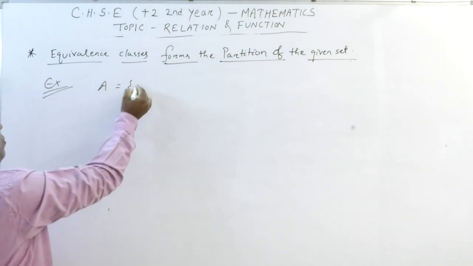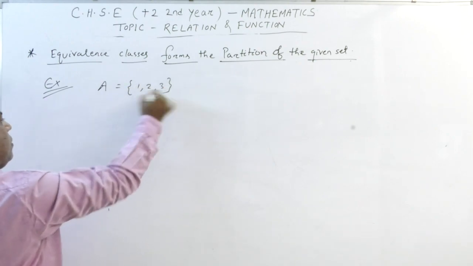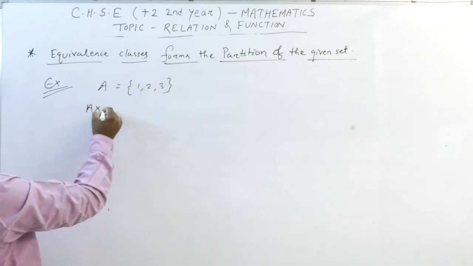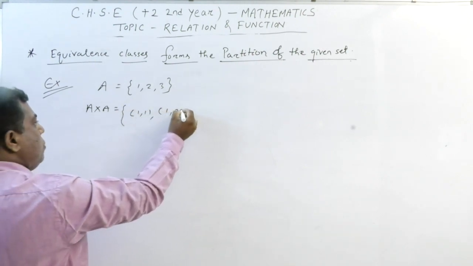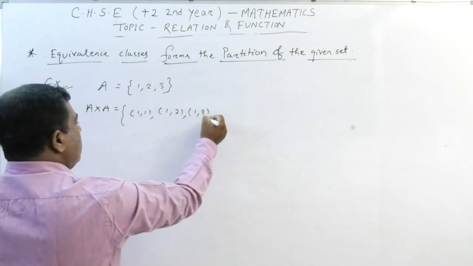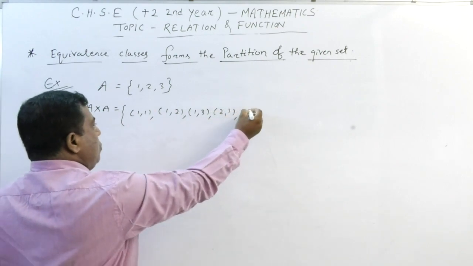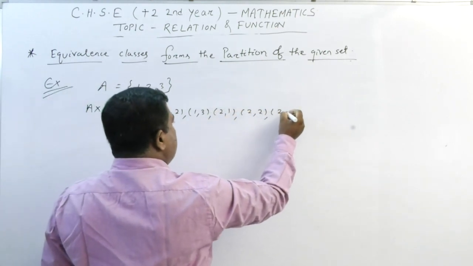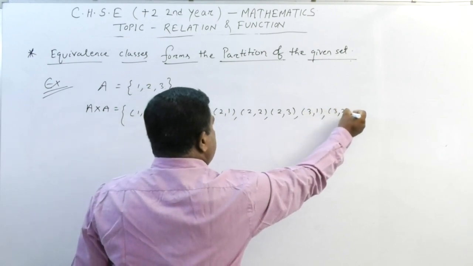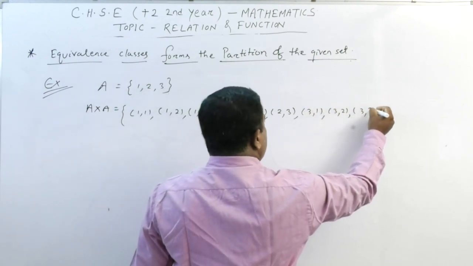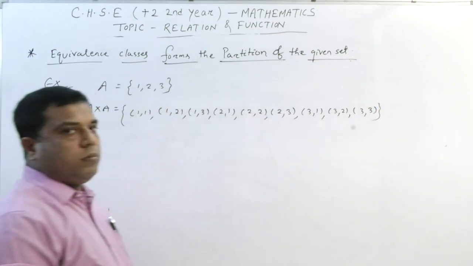Let A equal 1, 2, 3. Find the product set. It is (1,1), (1,2), (1,3), (2,1), (2,2), (2,3), (3,1), (3,2), (3,3). Yes or no?